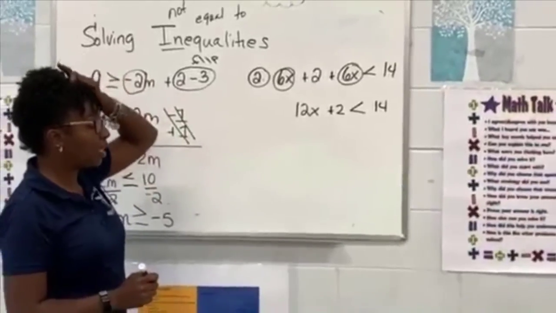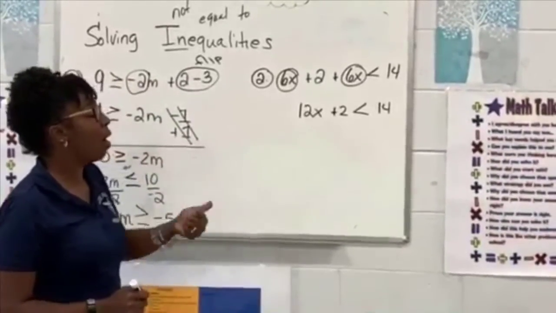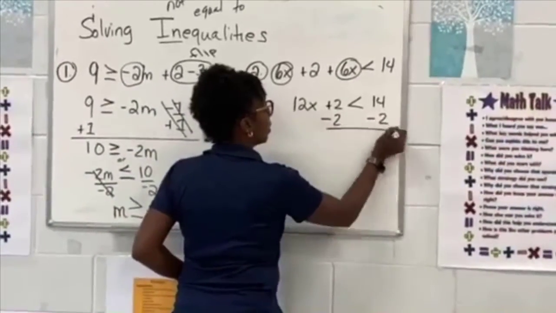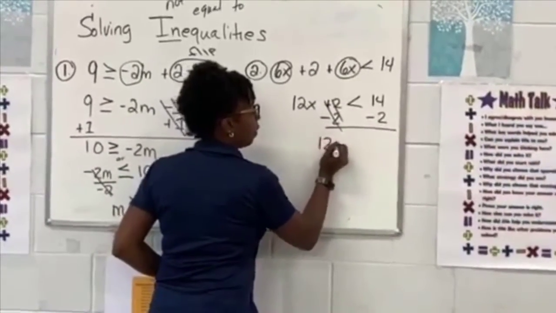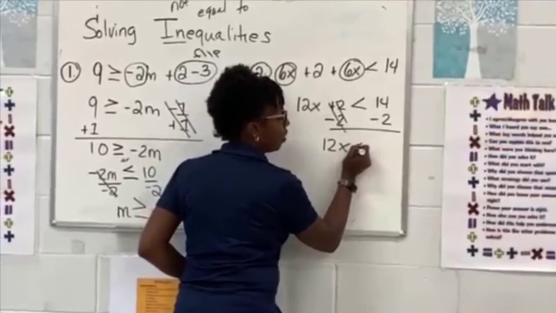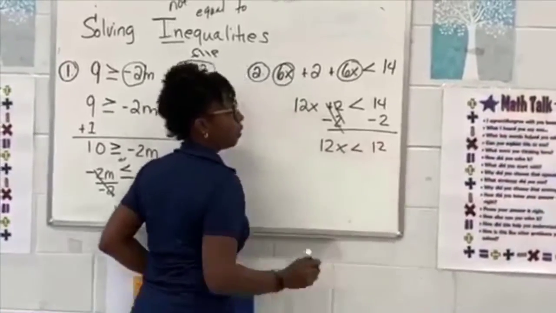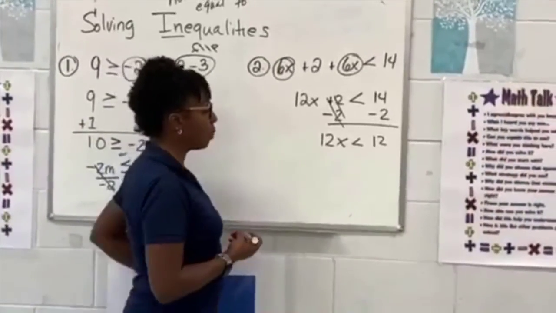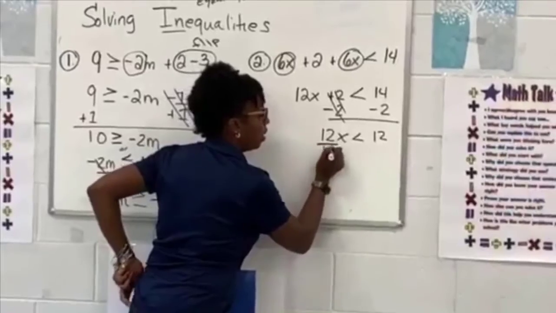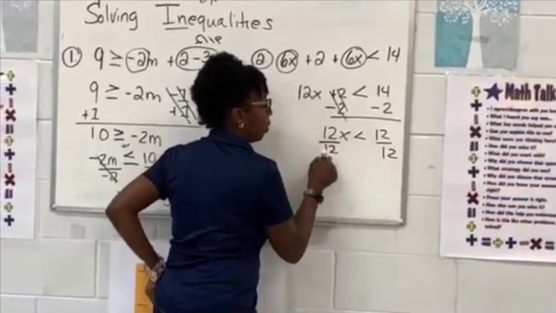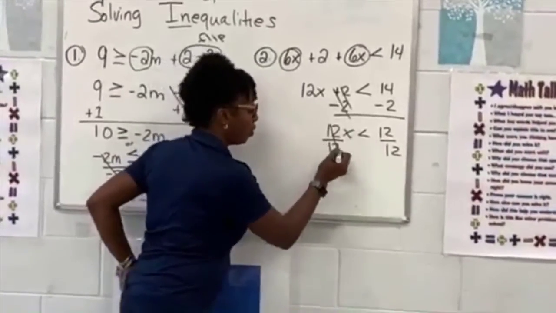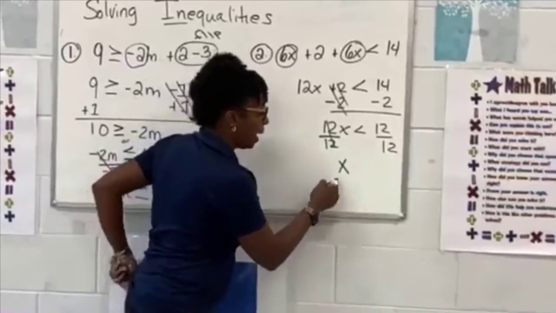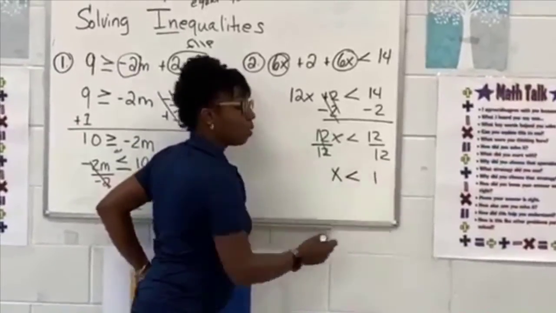I'm trying to get 12x by itself, so the opposite or inverse of adding 2 is to subtract 2. I'm now left with 12x is less than 12. The opposite or inverse of multiplying by 12 is to divide by 12. 12 will go into 12 one time, which leaves me just 1x, understood coefficient of 1. x is less than 1.